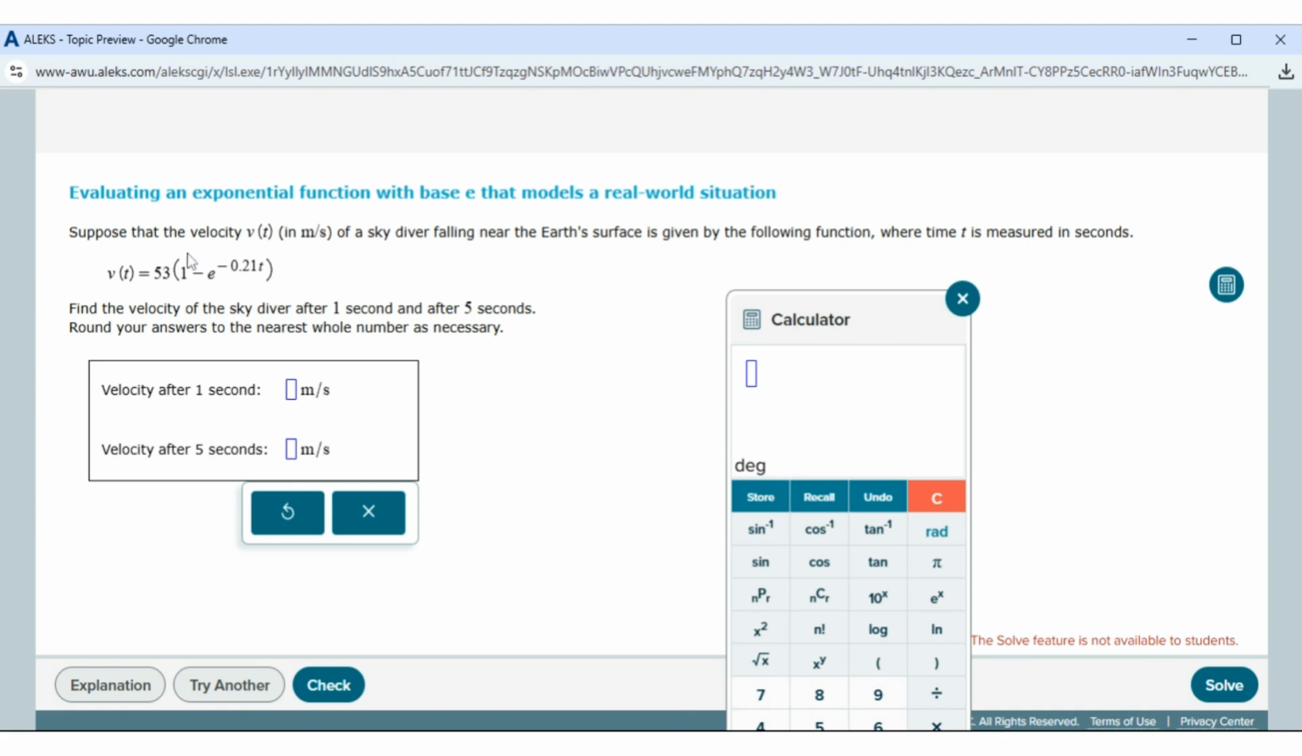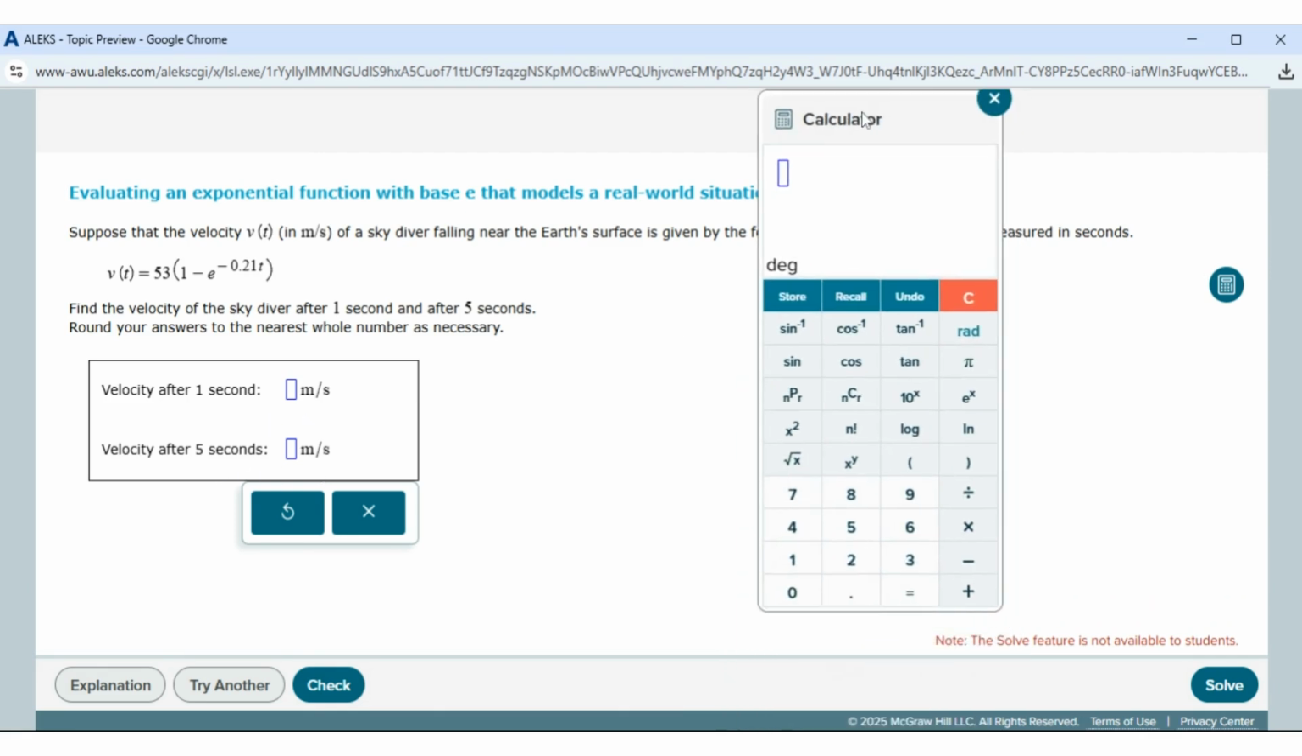It says, suppose that the velocity, v of t, in meters per second of a skydiver falling near the Earth's surface is given by the following function, where time t is measured in seconds. Okay, so v of t tells us how fast the skydiver is falling. We just put in, for the variable t, however many seconds they have been falling. And we want to find the velocity after 1 second and after 5 seconds. Okay, that's not going to be too hard.